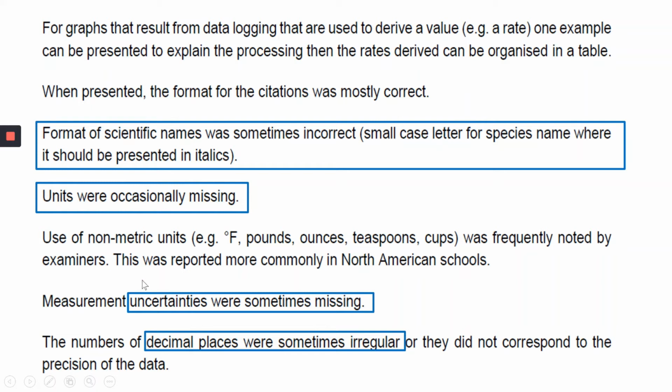Units missing. Uncertainty sometimes missing. Put it this way, it will be penalized twice. It will be penalized in the analysis part, and it will be penalized in the communication part. So you really want to avoid that. Make sure your unit is correct, and also your uncertainty. Here it also mentions non-metric units. For example, you shouldn't be using mL, instead you should be using cm3.